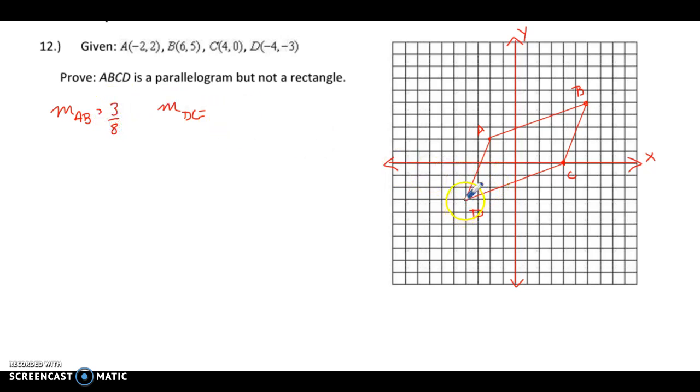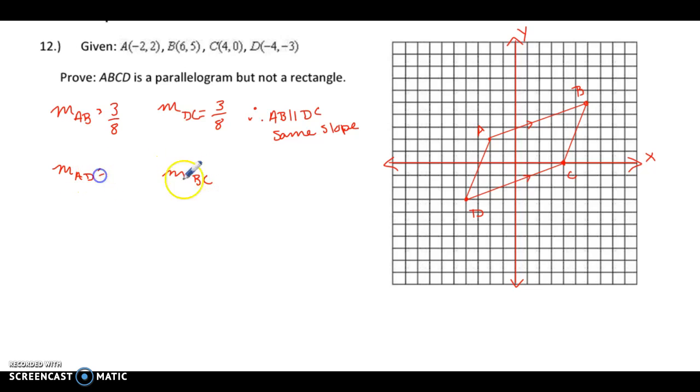And I'm going to count from D to C, up 1, 2, 3 over 1, 2, 3, 4, 5, 6, 7, 8, up 3 over 8. So you can write a quick conclusion either underneath it or next to it, but basically AB is parallel to DC, same slope, and mark them parallel. Right, then I'm going to do the slope of AD and the slope of BC.